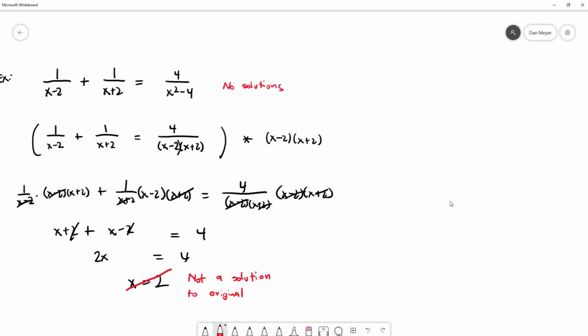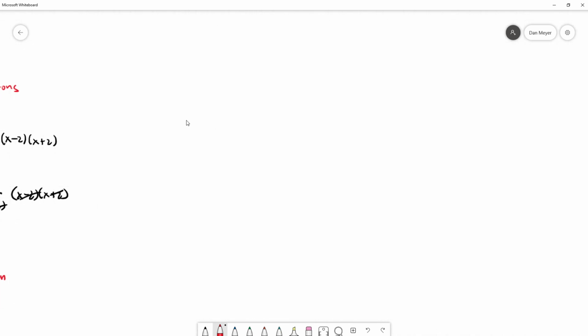Another way to approach this that doesn't involve changing the domain, that's what I want to show you guys. So let's go ahead and get our original equation back here. 1 over x minus 2 plus 1 over x plus 2 is equal to 4 over, I'm going to just go ahead and write it in factored form, x minus 2 times x plus 2.